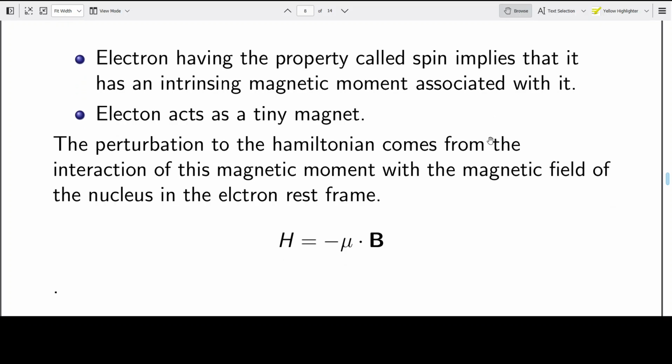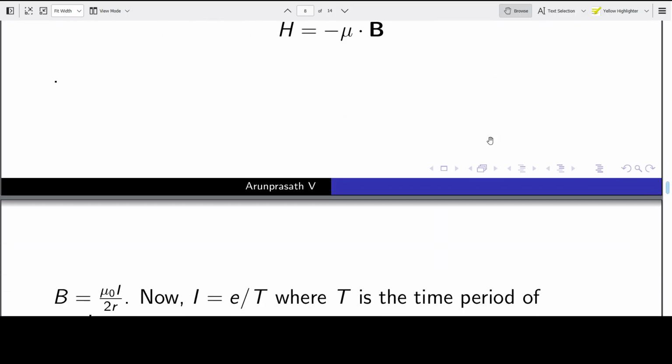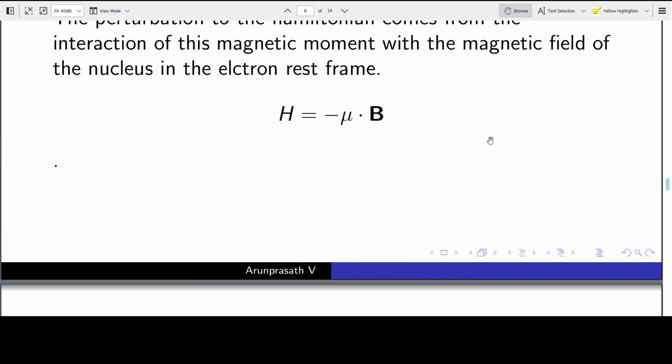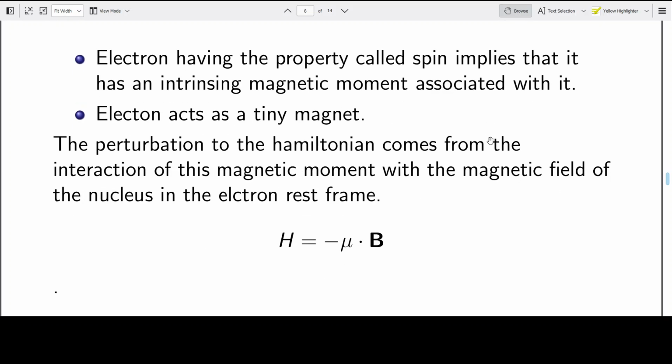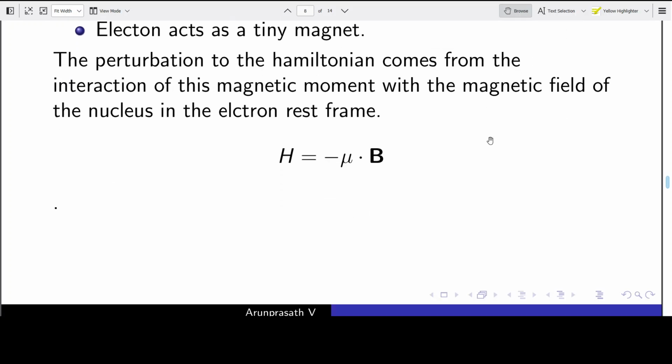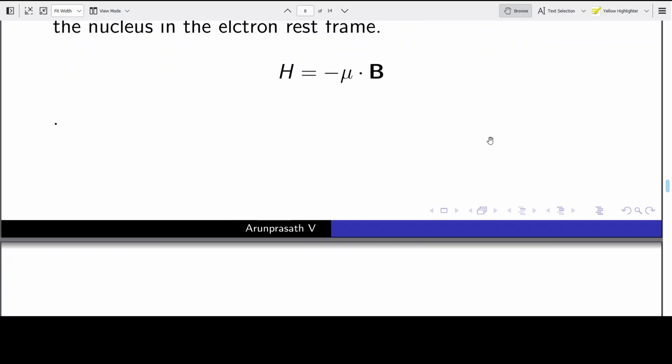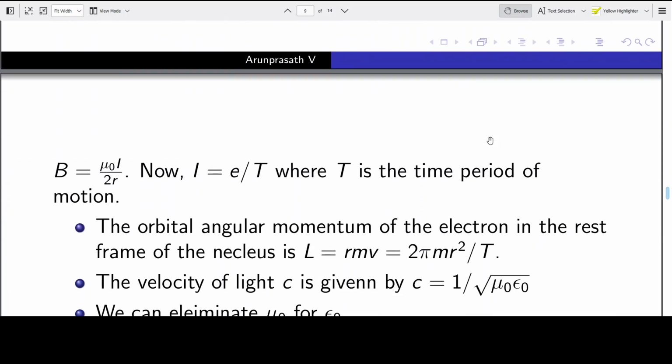H is equal to minus mu dot B, where mu is the dipole moment of the electron, and B is the magnetic field seen by the electron, produced by the motion of the proton.